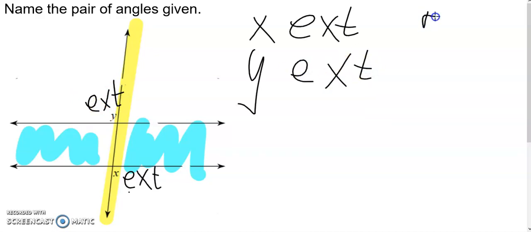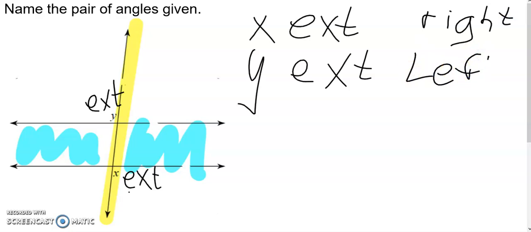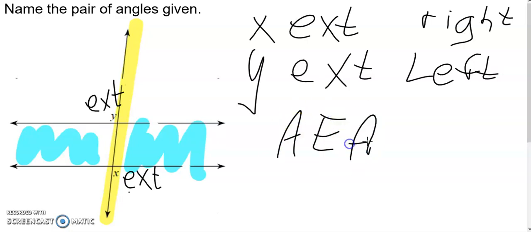X is on the right side of the yellow line of the transversal, and Y is on the left side of that yellow line. So they are both exterior. They're on opposite sides. That makes them alternate exterior angles.